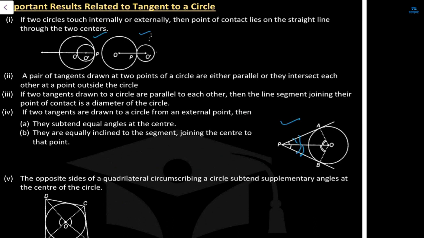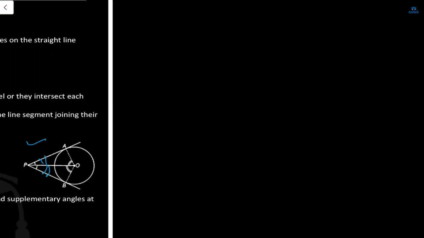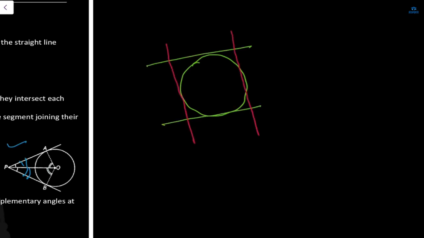In fact, the two triangles are congruent, and you know that congruency means all three angles are the same and all three sides are the same. A pair of tangents means a circle is there and you are drawing two tangents. You can draw two tangents like this, totally opposite. Green is one pair, this red is one pair, so they are parallel. Both tangents are parallel; they are never going to meet.